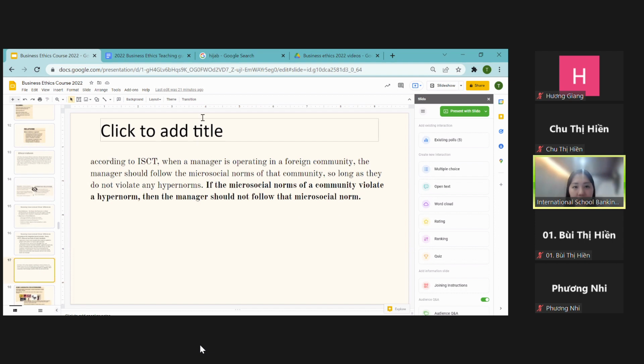Okay. So now let's look at the ending of the case to see how Stan, the manager, solved his case. When he has different norms, conflicting norms between the corporation and the country, what is the manager going to do in this case?